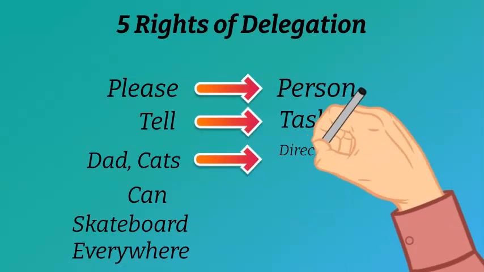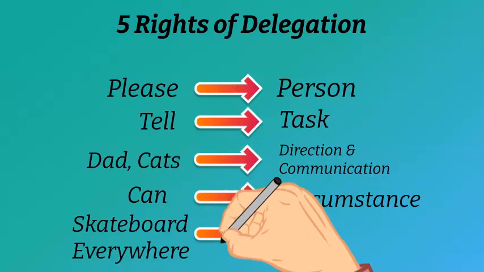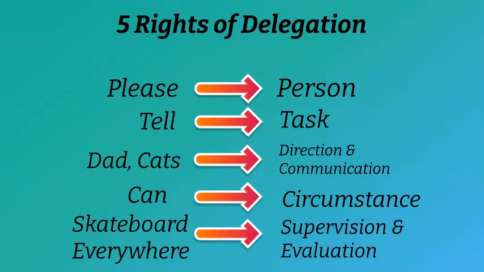The P in please stands for person. The T in tell stands for task. The D and the C in dad and cats stand for direction and communication. The C in can stands for circumstance. And the S and the E in skateboard everywhere stand for supervision and evaluation. So let's break each one of these down just a little further.